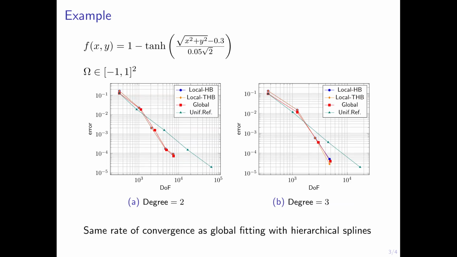So let's move to an example now to check the accuracy of our approach. Here we approximate the function f over a domain which is just a square. And you can see here that we have a comparison between our method using HB and THB splines, a global fitting strategy with hierarchical splines, and the case of uniform refinement when tensor product splines are used. And you can see that we have basically the same rate of convergence as global fitting with hierarchical splines, and we also have a comparable accuracy with a lower number of degrees of freedom if compared with the case of tensor product splines.